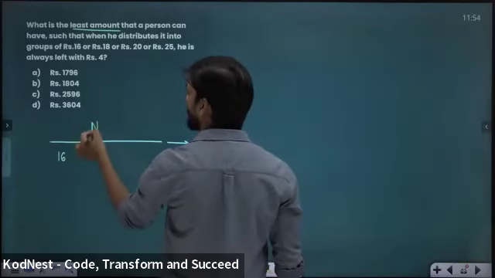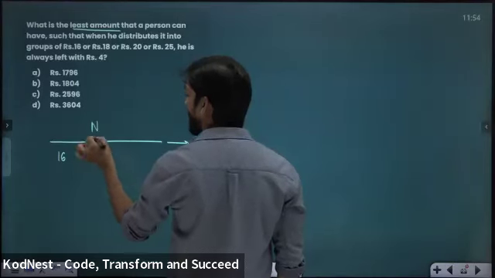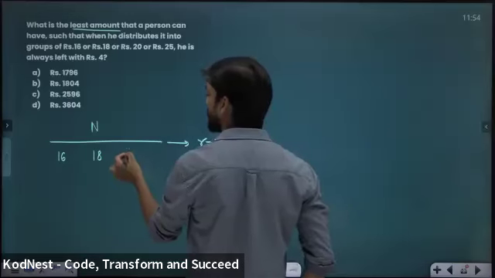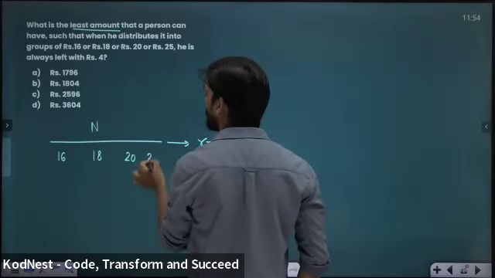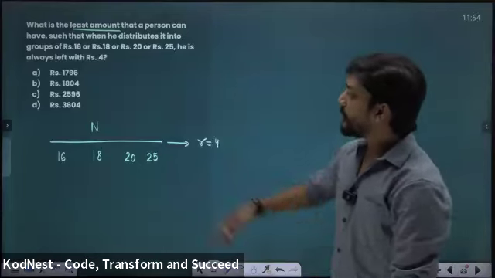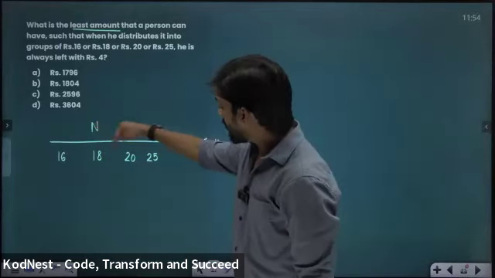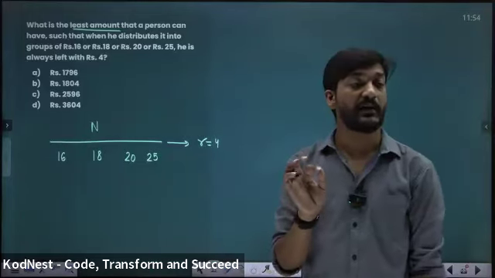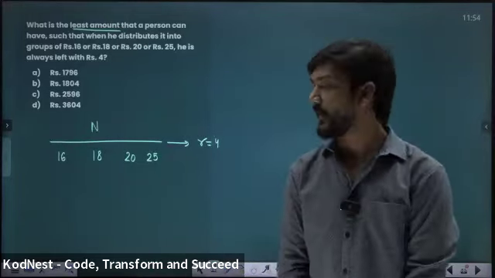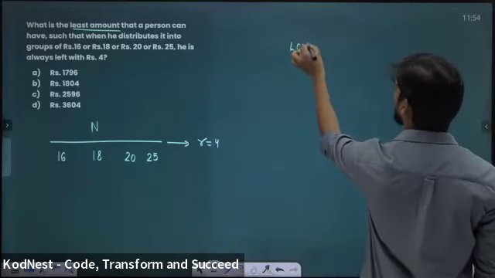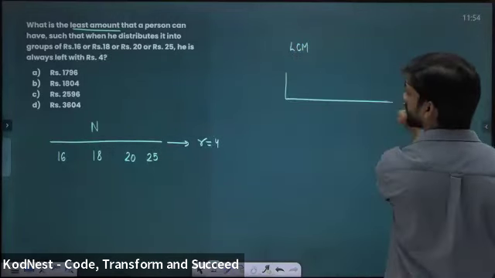If you distribute this amount in groups of 18 rupees, lastly you will be left with 4 rupees. Similarly for 20 and 25 also. So number divided by 16, 18, 20 and 25, remainder is 4. Okay, and they are asking least value. So for least value, I will calculate LCM. So let's calculate LCM quickly.